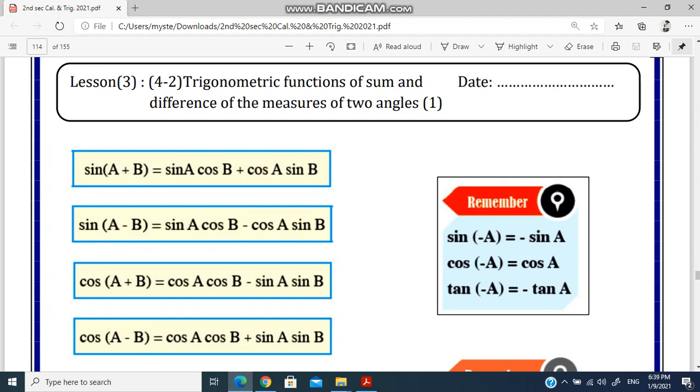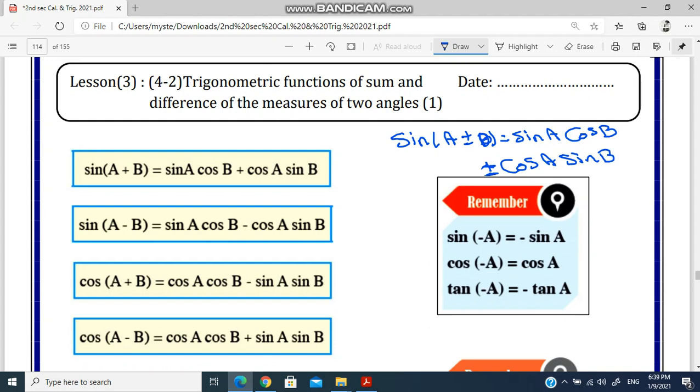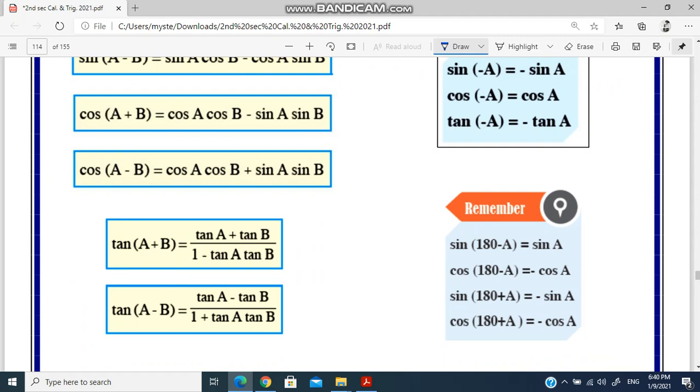We have here sine A plus B, which equals sine A cosine B plus cosine A sine B. And sine A minus B equals sine A cosine B minus cosine A sine B. So sine of A positive or negative B equals sine A, the first angle, cosine B, plus or minus, the same sign, cosine A sine B.